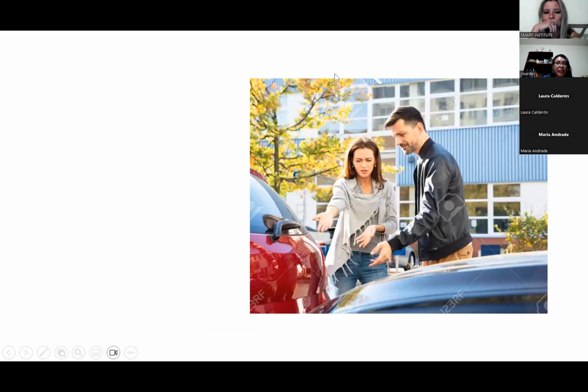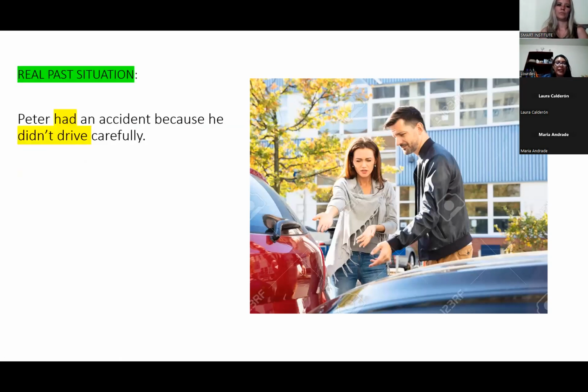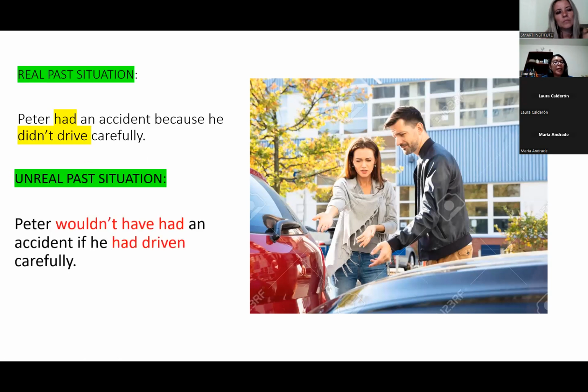Now, we have here these examples. This is a picture that you saw before at the beginning of the class. This is the past situation, the real past situation. Peter had an accident because he didn't drive carefully. So he had an accident because he was not careful. If I want to express a past regret, I would say, Peter wouldn't have had an accident if he had driven carefully. Or imagine I am Peter, I would say, I wouldn't have had an accident if I had driven carefully.